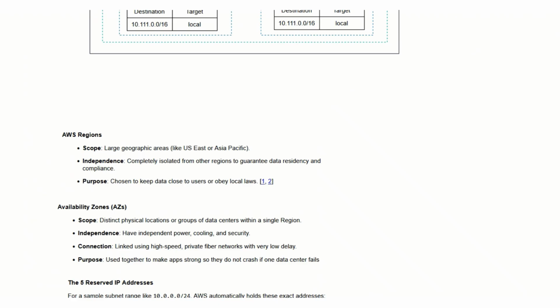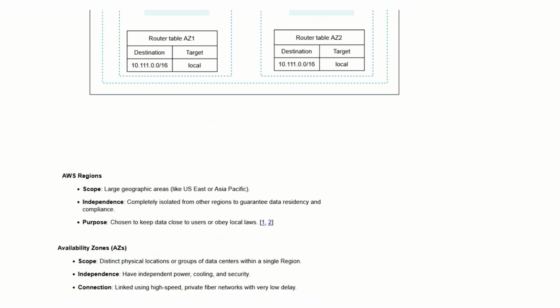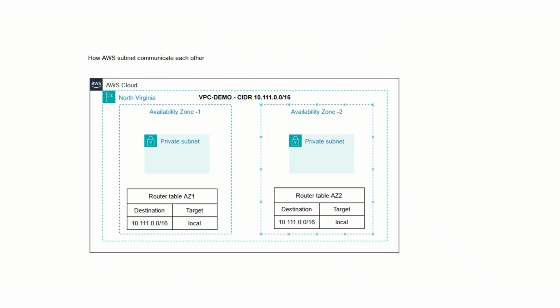So this is what I want to explain here. The availability zone is a distinct physical location or group of data centers within a single region, with independent power, cooling and security, linked using high speed private fiber networks with very low delay, and used together to make apps stronger, so they don't crash if one data center fails. This is how the AWS cloud is. It is not a real cloud; the cloud is connecting multiple regions, North Virginia, Asia, and South Africa.